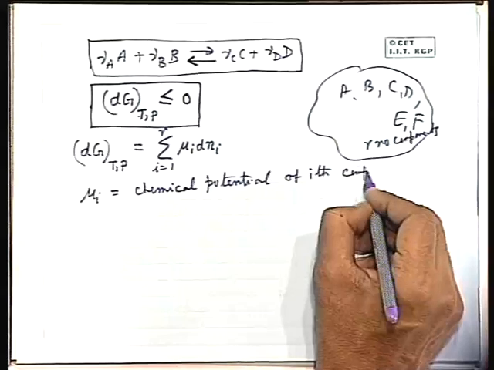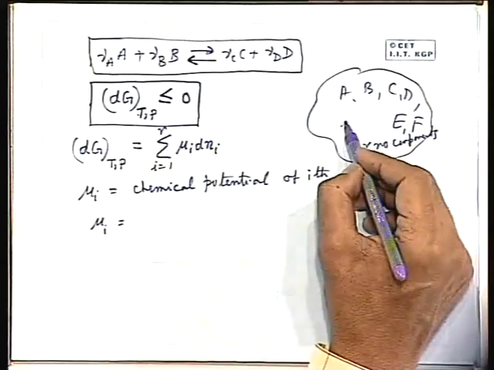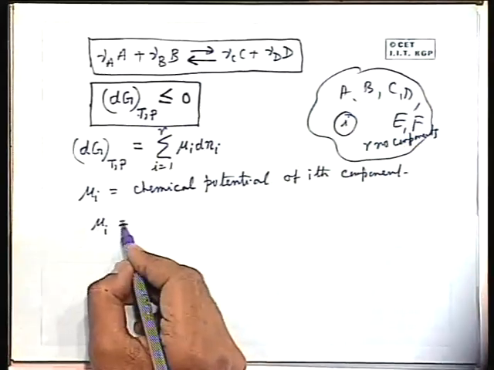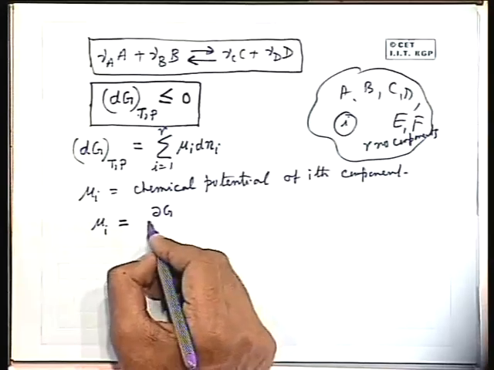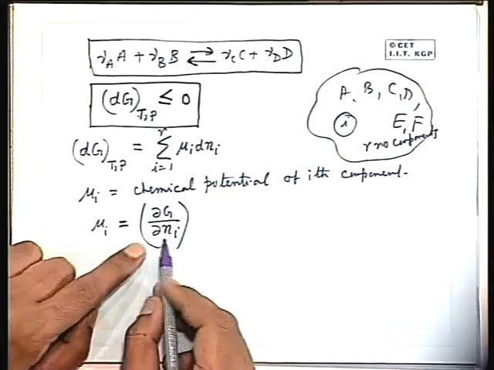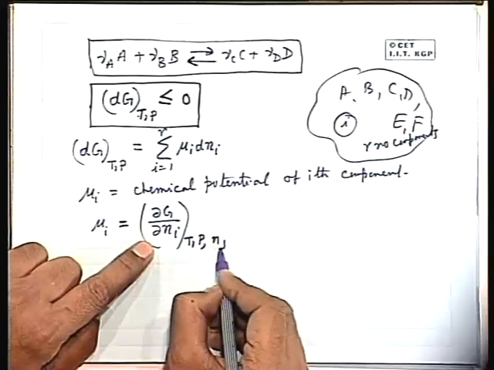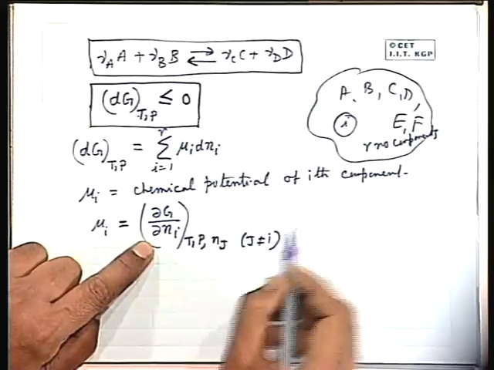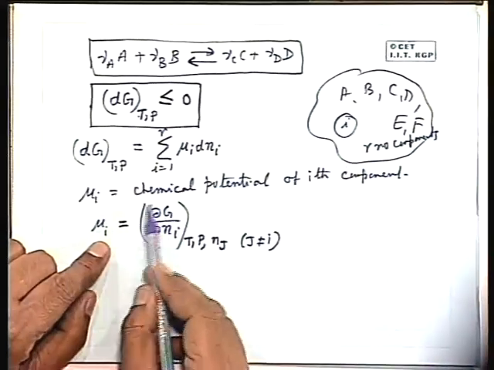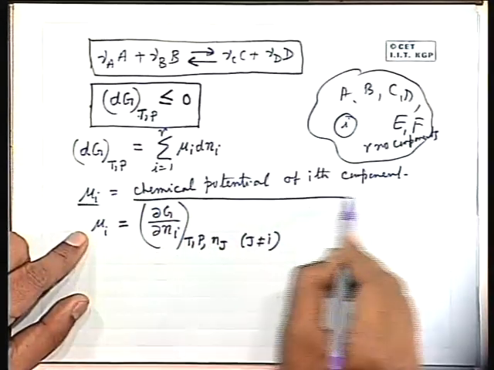Rather, I think it will be better if you start from here. The chemical potential of the ith component in a multi-component system is defined like this: mu i equals del G by del n i. That means the partial differential of the Gibbs function with respect to the number of moles at constant temperature, pressure and other moles, that is n j, j not equal to i. All other moles are kept fixed, only the mole of that particular component is varied, and then this partial differential is defined as the chemical potential. Mu i is the chemical potential of the ith component.